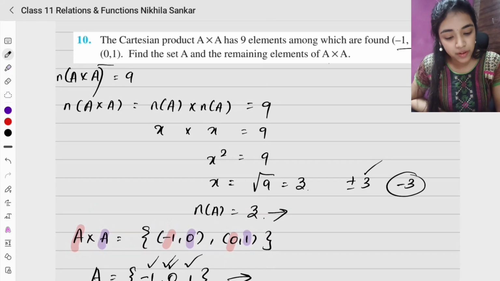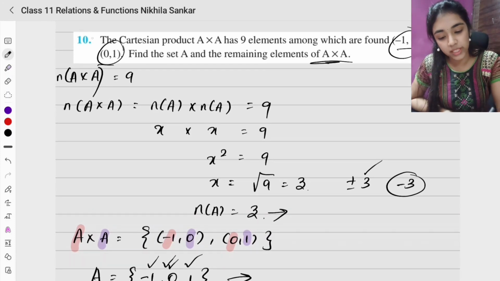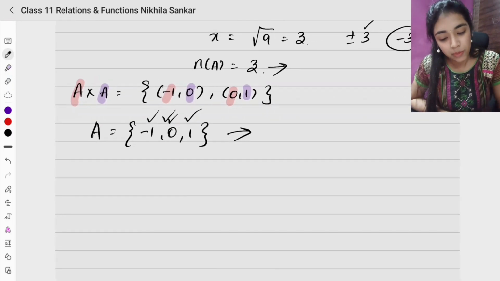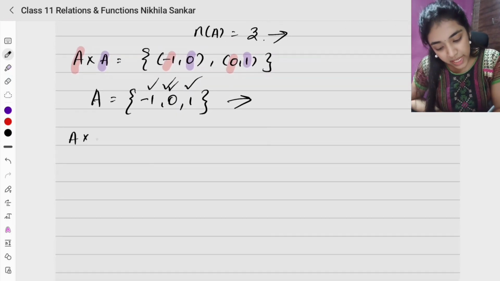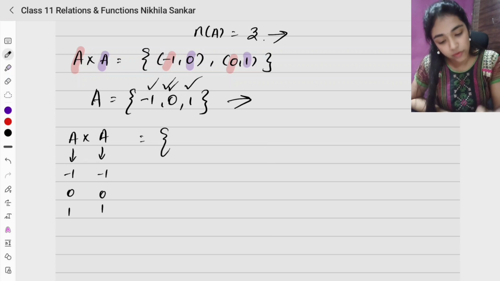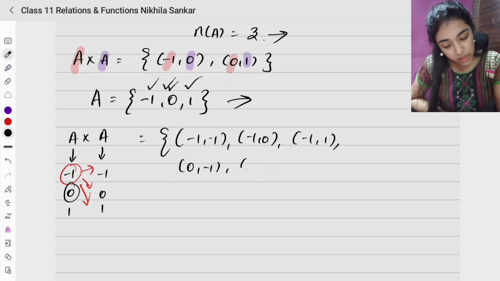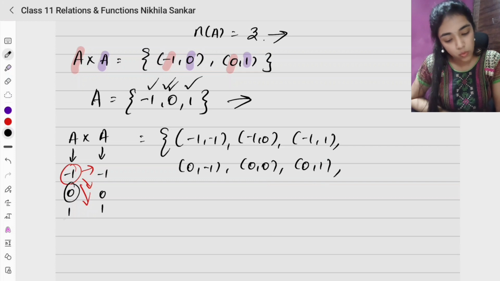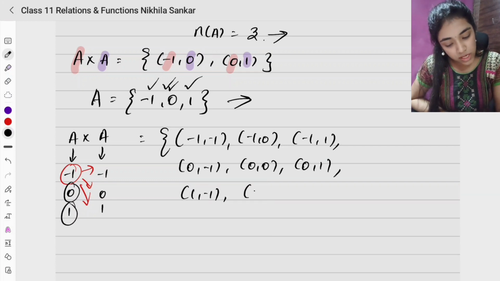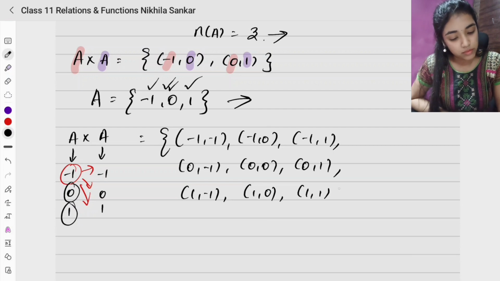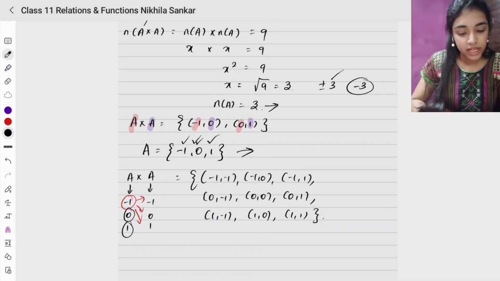Okay. Now they are asking me to find the remaining elements of A cross A. They have given only 2. They are asking me to find the remaining. How many elements am I going to have? 9 elements. So what are they? A cross A. The elements are minus 1, 0, 1. Minus 1, 0, 1. So it is going to be the set of all ordered pairs. So first of all, I am going to take minus 1, cross it with all the elements of A itself. So I will have minus 1, minus 1, minus 1, 0, minus 1, 1. Now I am going to take 0. So I have 0, minus 1, 0, 0, 0, 1. Then I am going to take 1. So I have 1, minus 1, 1, 0, 1, 1. So these are all going to be my elements of A cross A.